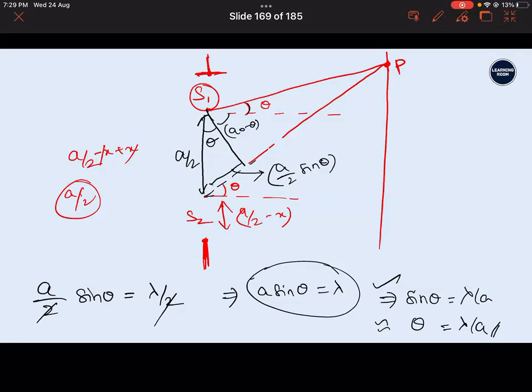Path difference between two successive rays should be lambda by 2. I call them successive because I considered them symmetric. So A sin theta is equal to lambda is the condition for the first minima to be formed. So this is the condition for first minima. This can either be in the upward direction or downward direction. Okay.